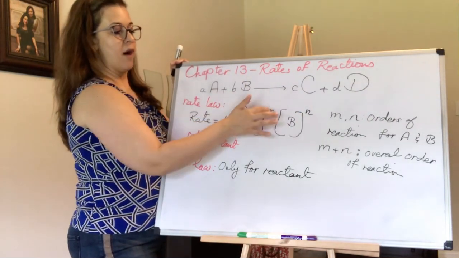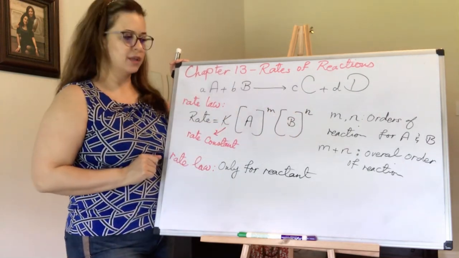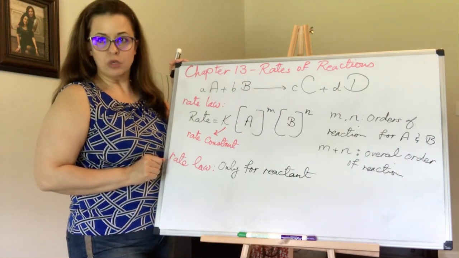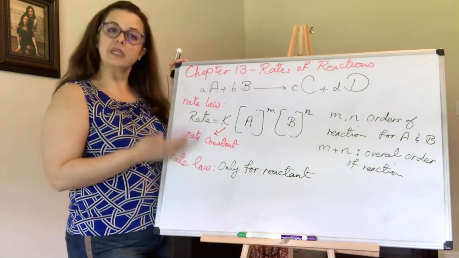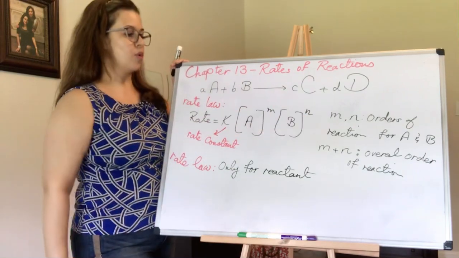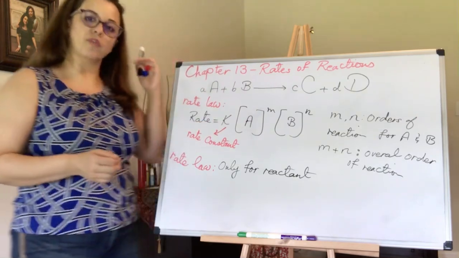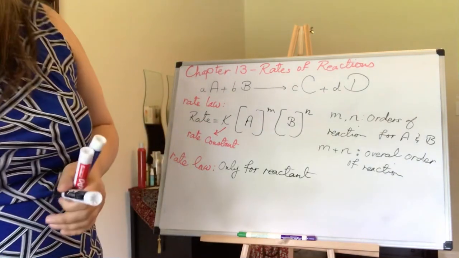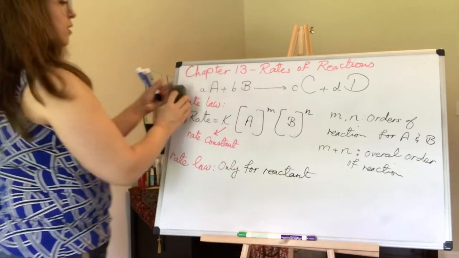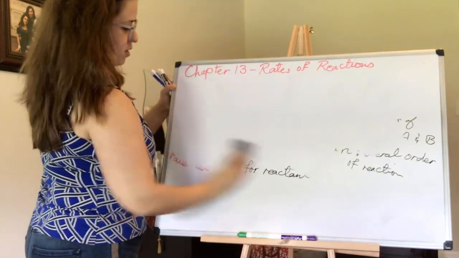The sum of the reaction orders is called the overall order of reaction. So our goal is to determine M and N, and if we have any other order, and then add them to each other to find out the overall order of reaction. Let's work on a real example from your book.